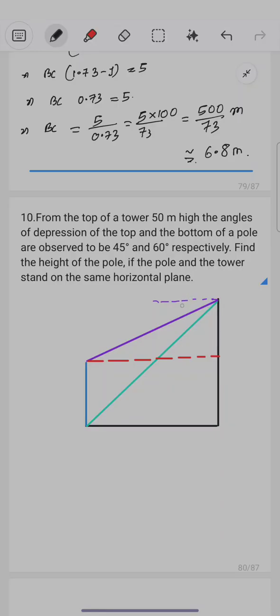The angle of elevation of the top of the pole is 45 degree, and by alternate angle property this is 45 degree. And if the bottom of the pole is 60 degree, that means by alternate angle property this will be 60 degree. So let's say this is A, this is B, this is C, this is D, this is E.